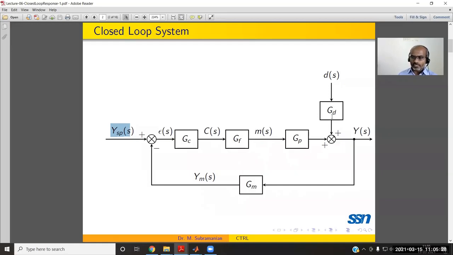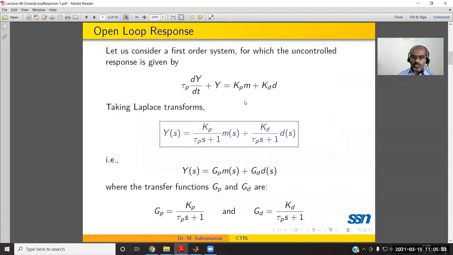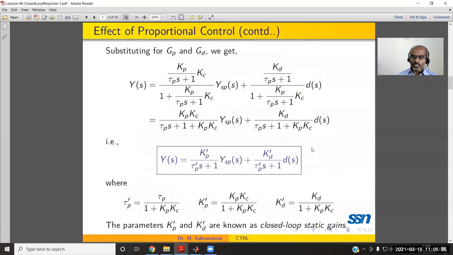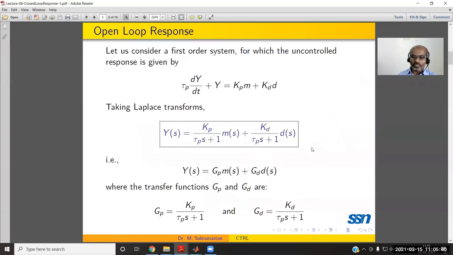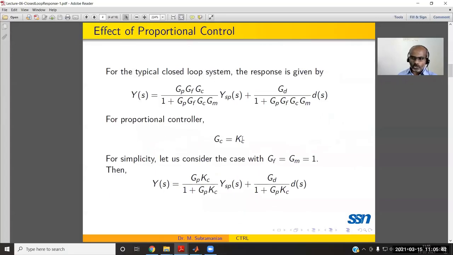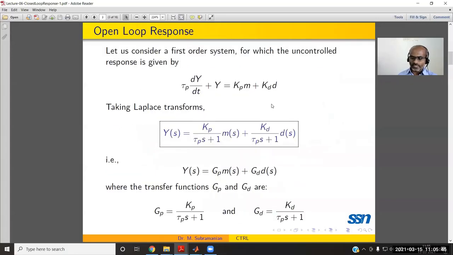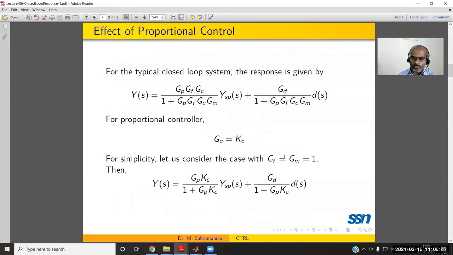The next aspect is what is called derivative action. You know the controller equations we had, no? I don't have that equation here. The derivative controller is Kc into tau d s. That is the response of the Gc. For the proportional control, it is simply Kc. For the integral controller, it is Kc by tau i s. And for the derivative controller, it is Kc into tau d s.